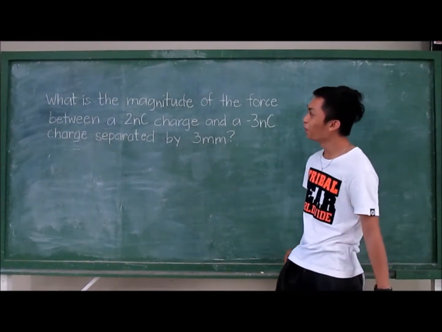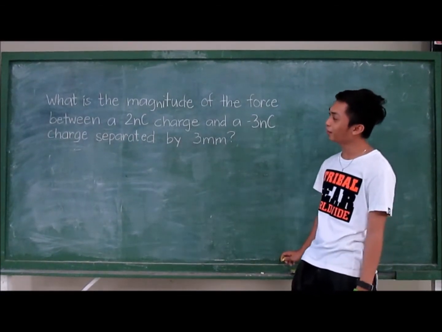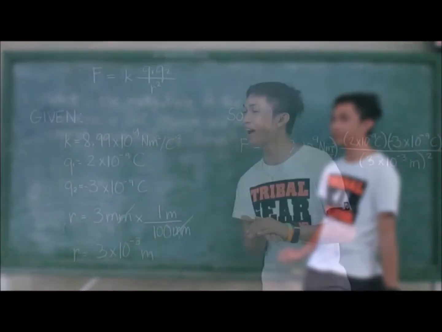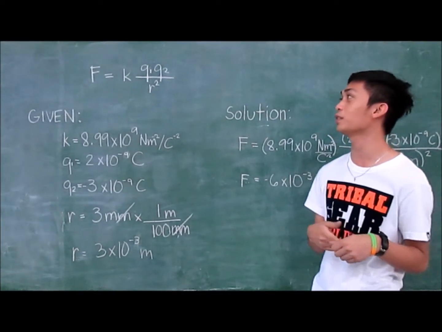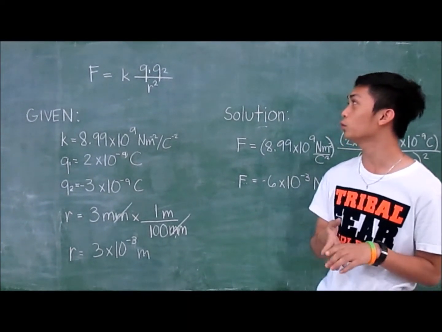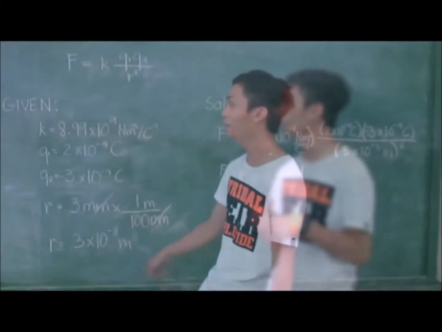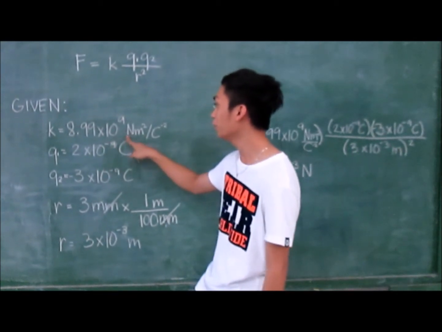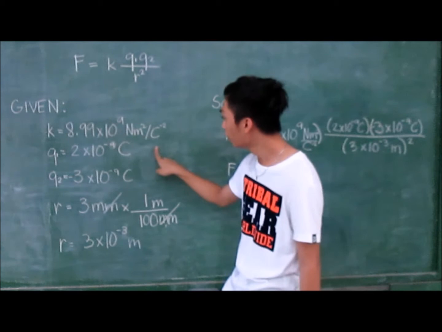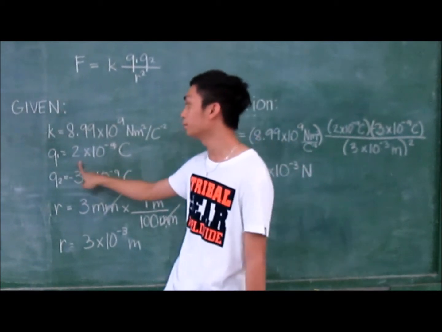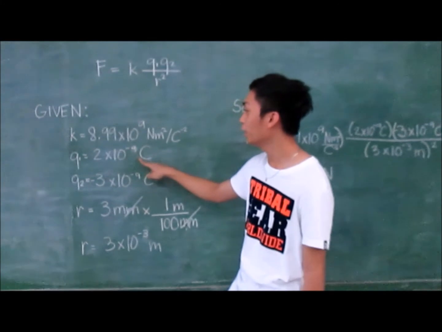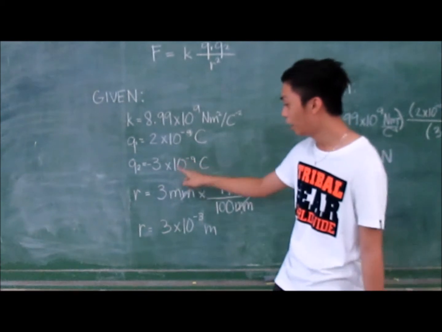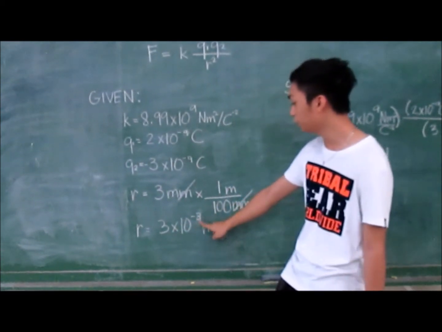Example number 2. What is the magnitude of the force between a 2 nanocoulomb charge and a negative 3 nanocoulomb charge separated by 3 millimeters? As we all know, the formula of the electrostatic force equals Coulomb's constant times the product of two charges over the distance squared. Given the values, k equals 8.99 times 10 to the power of 9 newton meter squared over coulomb squared. Q1 is 2 times 10 to the power of negative 9 coulomb. Q2 is negative 3 times 10 to the power of negative 9 coulomb. Distance equals 3 times 10 to the power of negative 3 meters.